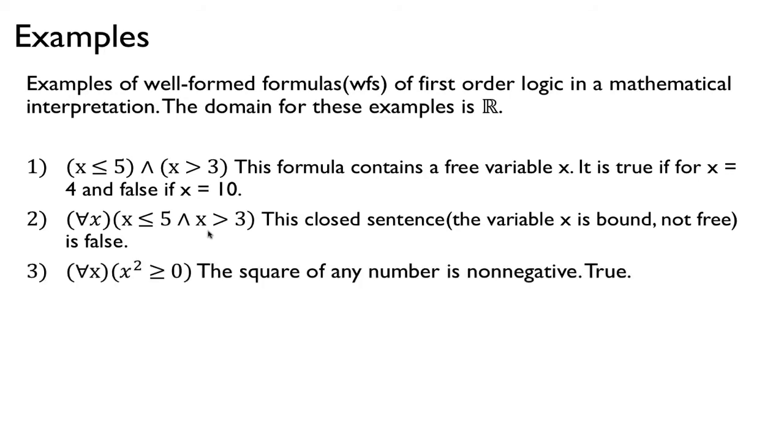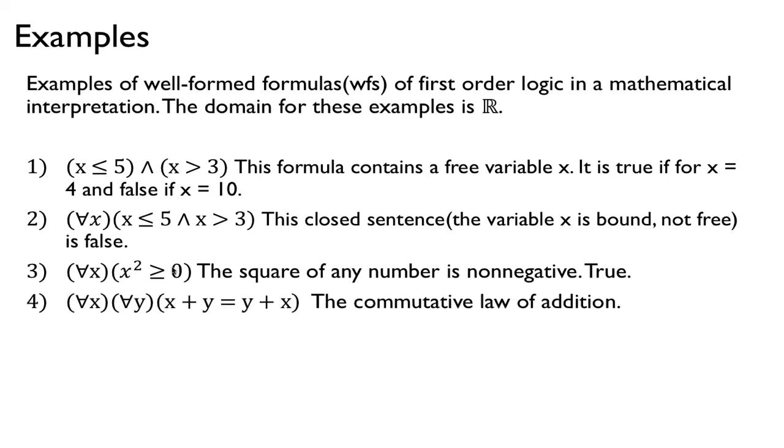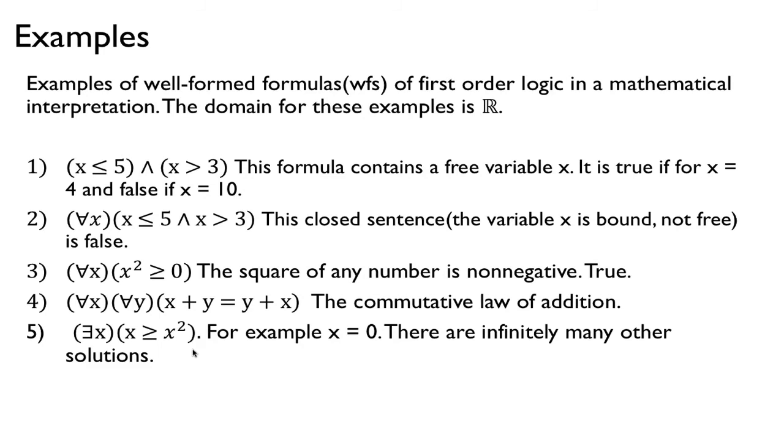For all x, x squared is greater than or equal to 0. This is true, right? For all x, if you square it, it's bigger than or equal to 0. So this is true for all x in the domain. And then for all x, for all y, x plus y is y plus x. This is a property of addition called the commutative law of addition. And this is true for all x, for all y in the domain, and so this is a true statement. It's a closed sentence where x and y are both bound.